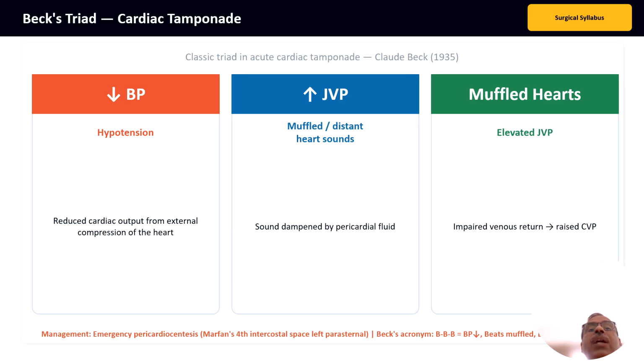And then we have increased jugular venous pressure, which is basically due to impaired venous return, leading to raised central venous pressure. So classically, hypotension, elevated jugular venous pressure, and muffled or distant heart sounds are seen in a condition known as Beck's triad, seen in cardiac tamponade. Generally, such patients require emergency pericardiocentesis, especially in the fourth intercostal space in the left parasternal area.